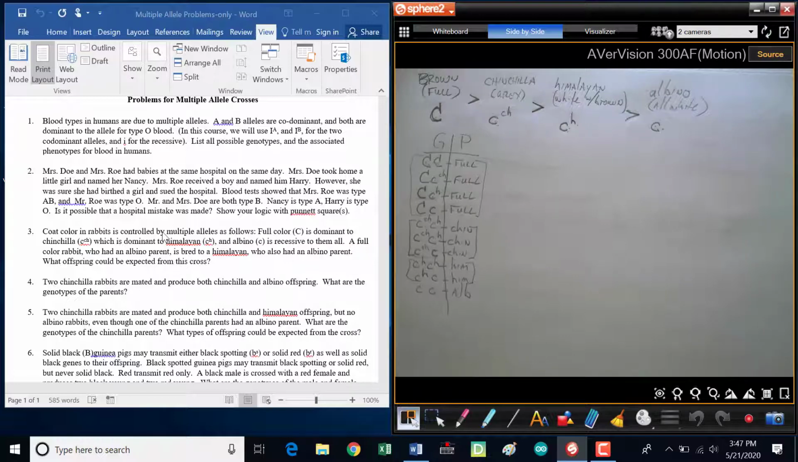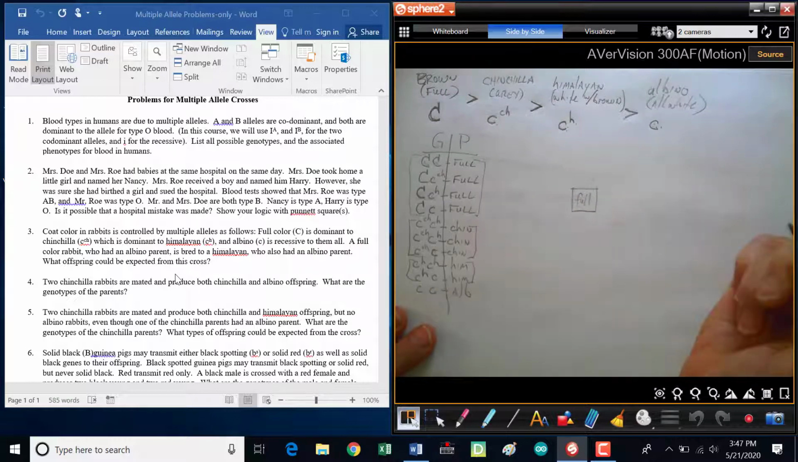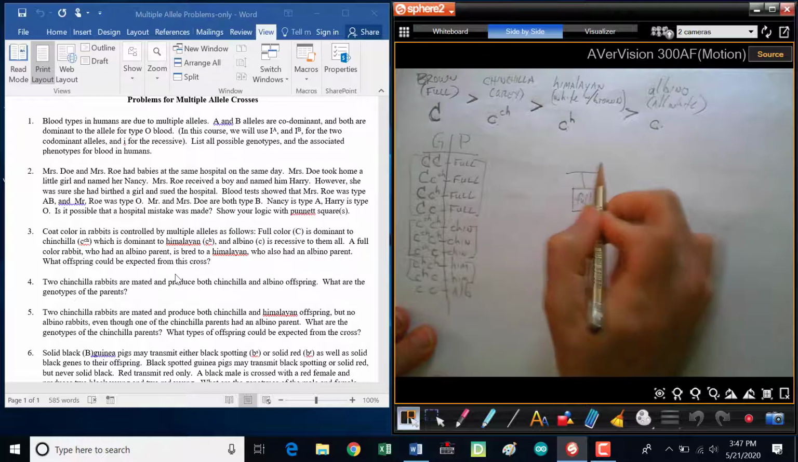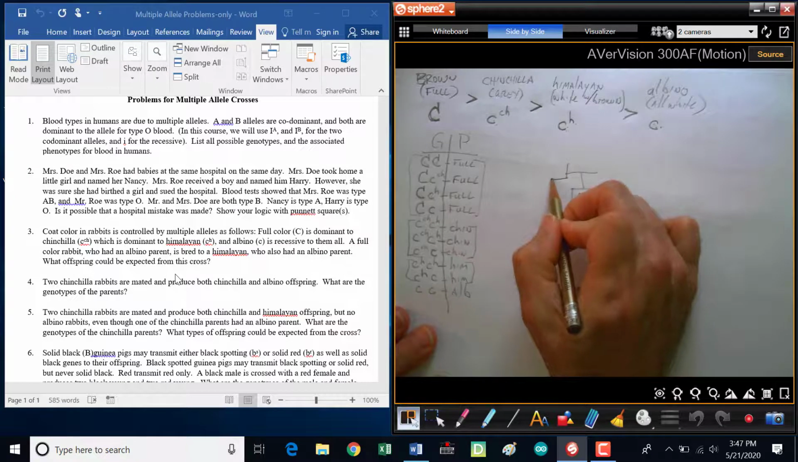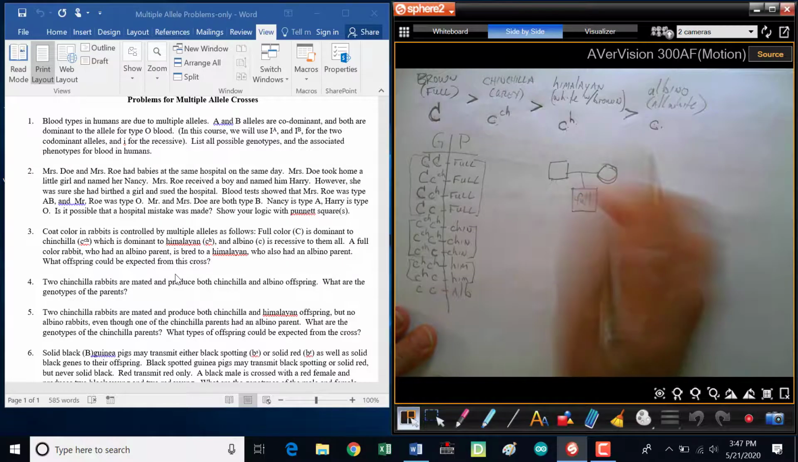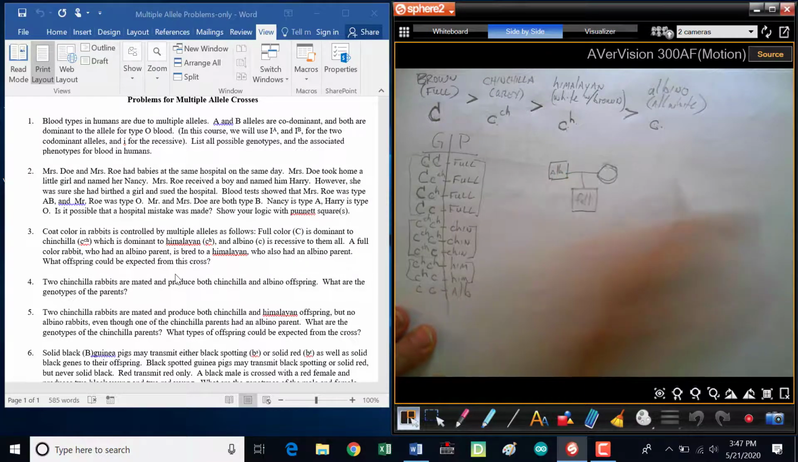Okay, so in the question, it says, a full-color rabbit who had an albino parent. So I'm going to say that's the male. So I'm going to make it a square. I'm going to write the word full in here. So there's a full-colored rabbit, and it came from 2 parents, a daddy rabbit and a mommy rabbit. And it says one of these 2, and it really doesn't matter which, was albino. So the full-colored rabbit had an albino parent.